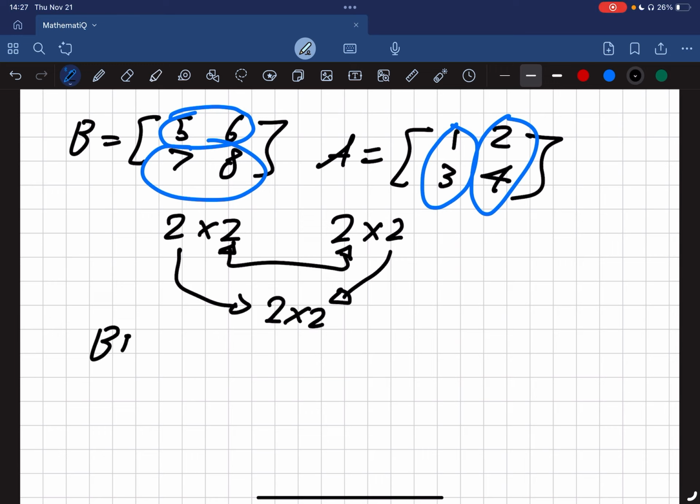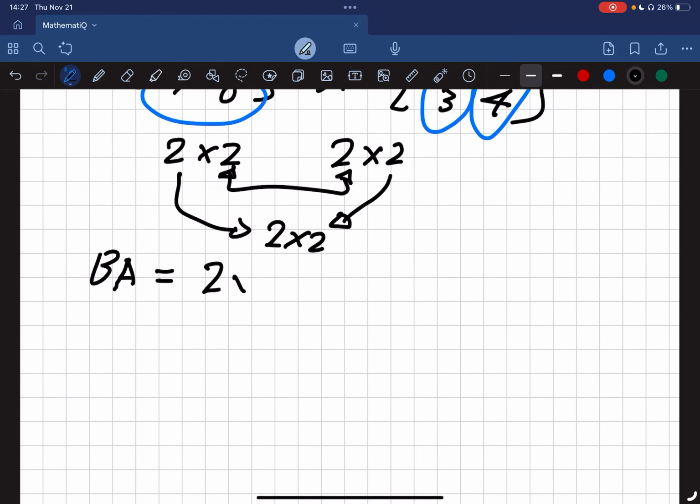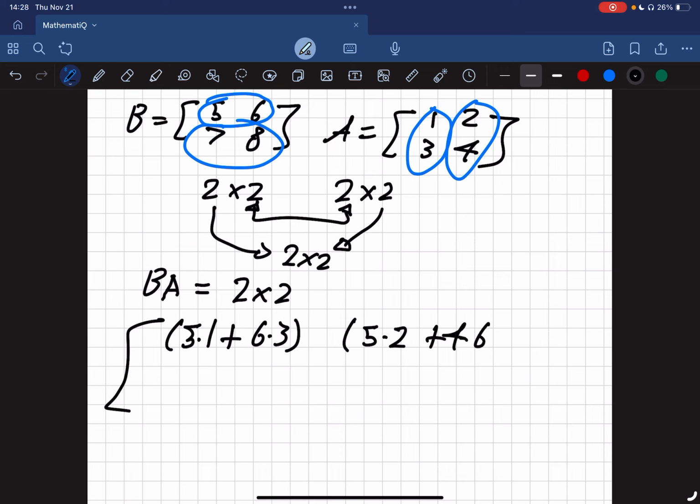So B8 in this case exists as well, okay? And it's going to be a 2 by 2, okay? So once again, we're going to have 5 by 1 plus 6 by 3, and then 5 by 2 plus 4 by 6. I'm going a little bit quicker on this one. And then 7 by 1 plus 8 by 3, and 7 by 2 plus 8 by 4.